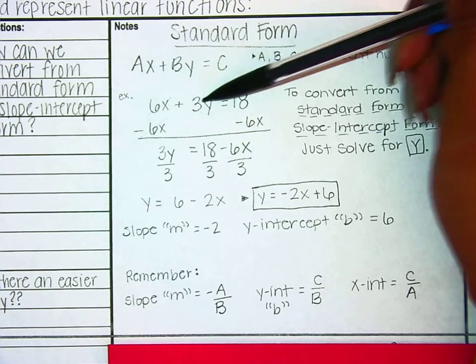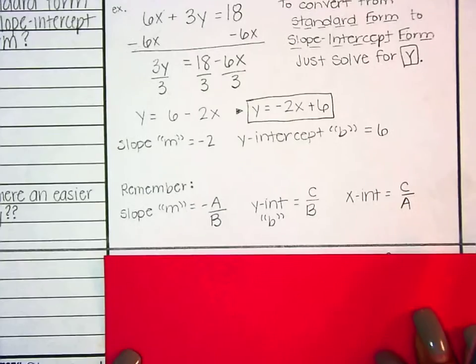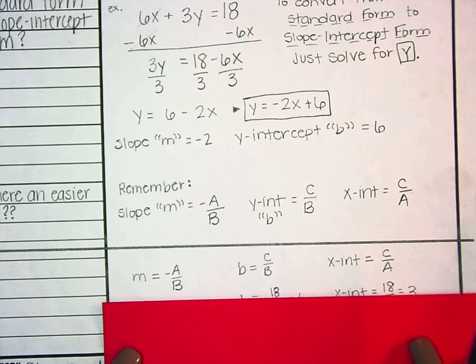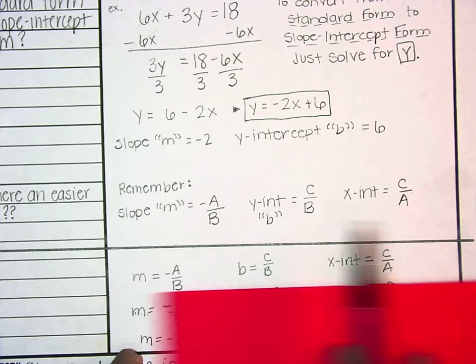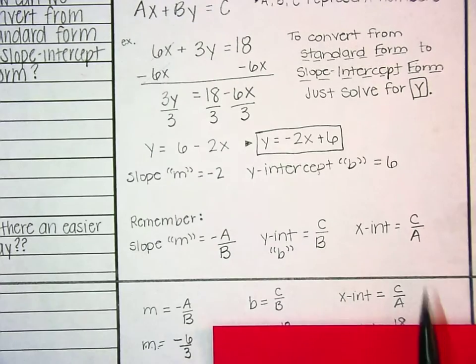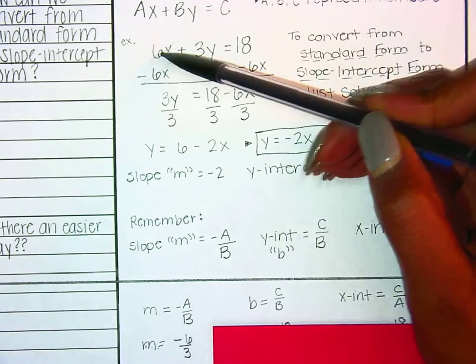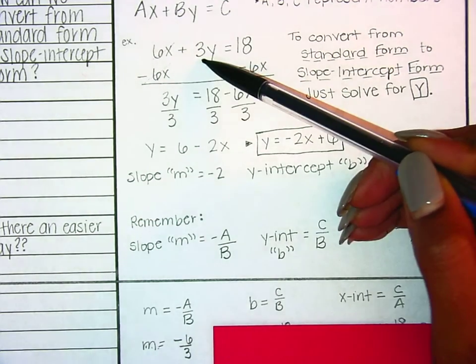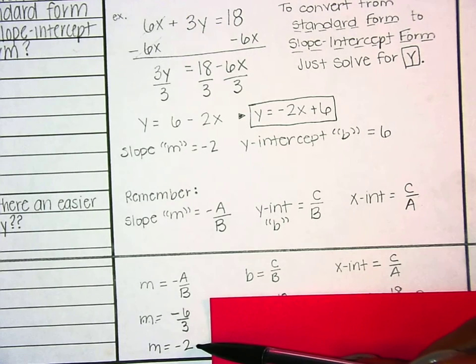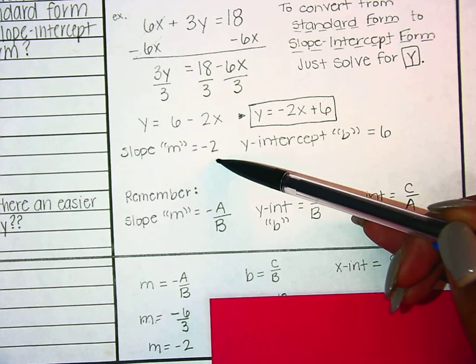So if I can easily recognize a, b, and c, I can easily figure out my slope. So slope. Being that slope is negative a over b, I know that negative a over b in our example would be negative 6, because the opposite of positive 6 is negative 6, over b, which is 3. Negative 6 over 3 is negative 2. This slope is the same as what I found when I solved for y.